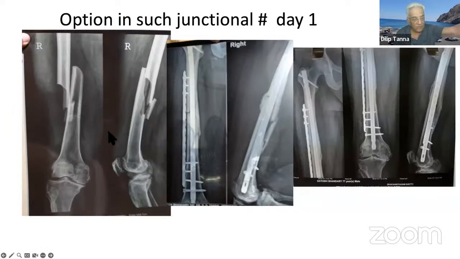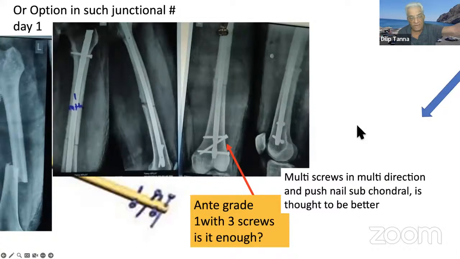again a junctional fracture. He has an osteoarthritic knee, so I didn't want to do a distal femur nail. I did an antegrade nail, put in an adjuvant plate, and the patient walked about on day one, and over time the fracture completely healed up. This is what I feel is ideal.